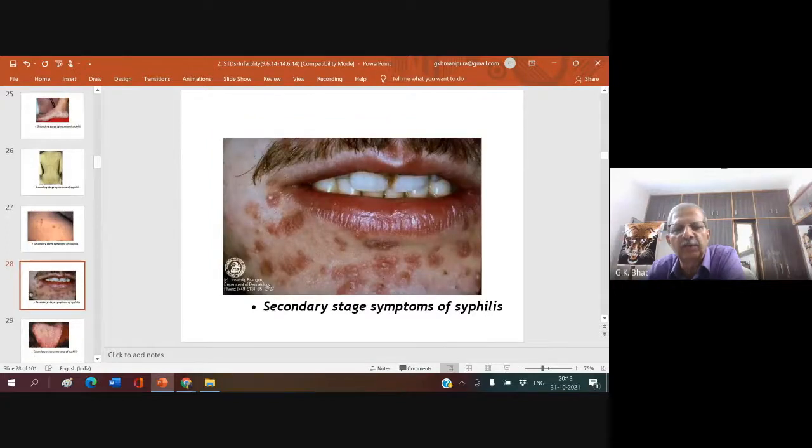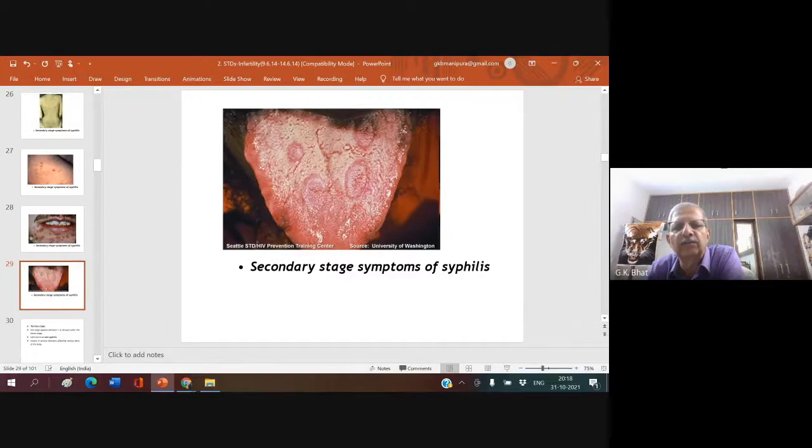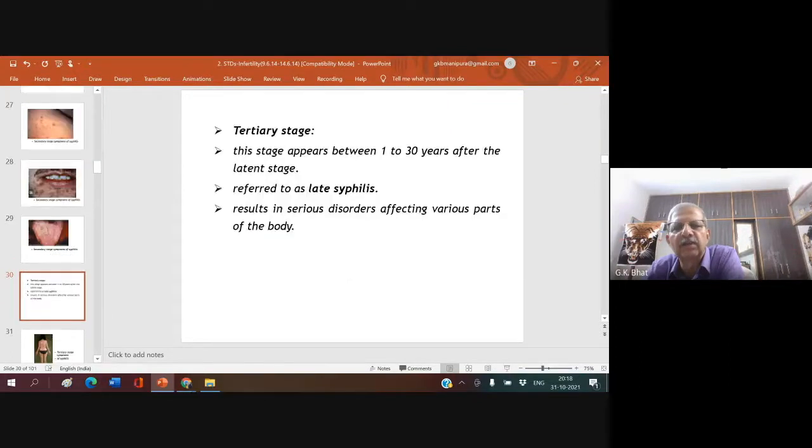And this may appear at any time after 24 months, up to 30 years. By the time he gets married, from him it goes to the wife. And if that wife becomes pregnant and gives birth to the baby, it goes to the baby. Imagine the situation of that family. Second stage symptoms on the tongue region, right?